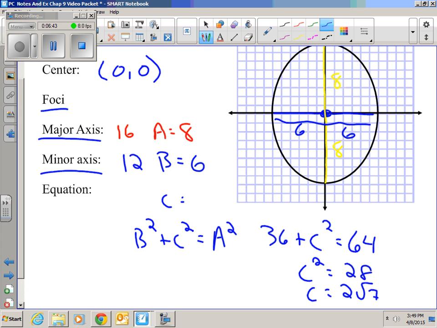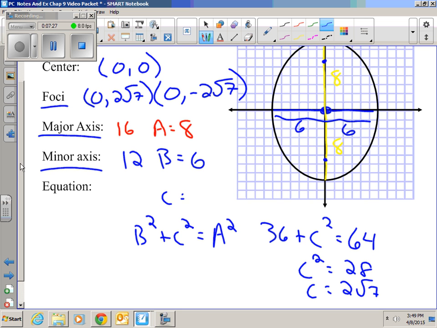So we know that we're going to go 2 root 7 up. Root 28 is a little more than 5, so our foci are going to be about there and about here, okay? And we're going to write that as the first ordered pair, positive 2 root 7 comma 0. And my second ordered pair is negative 2, I wrote that wrong, sorry. X is 0, Y is 2 root 7. There's my first focus. And the second focus is 0 comma negative 2 root 7.